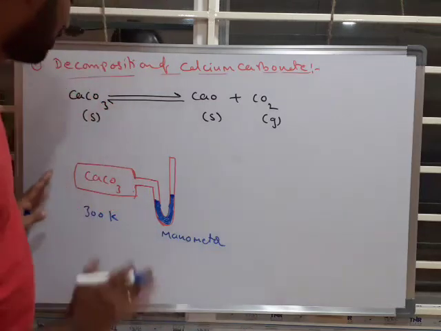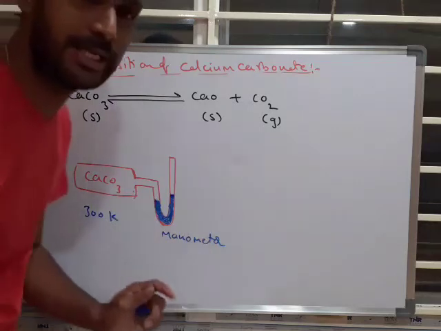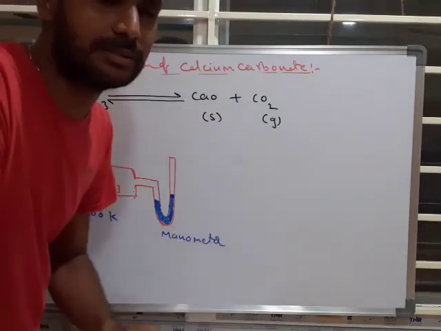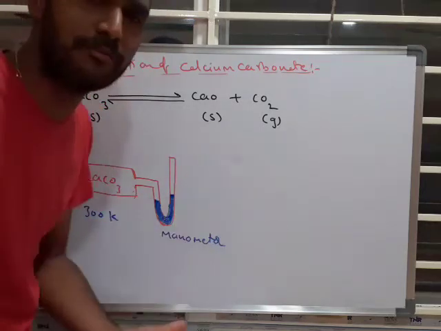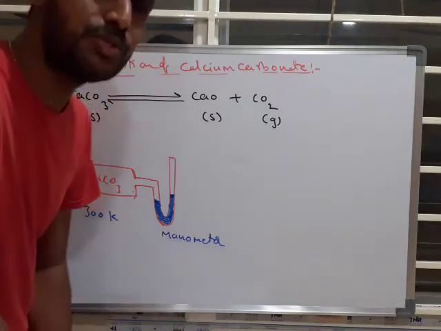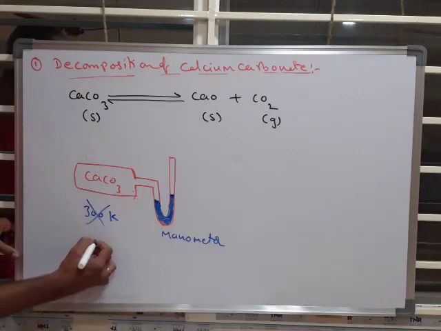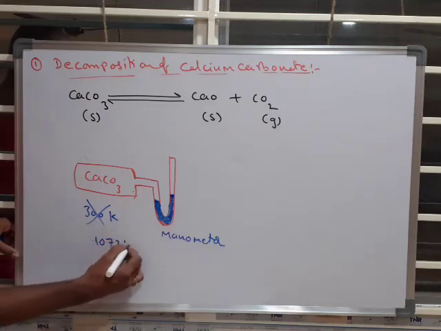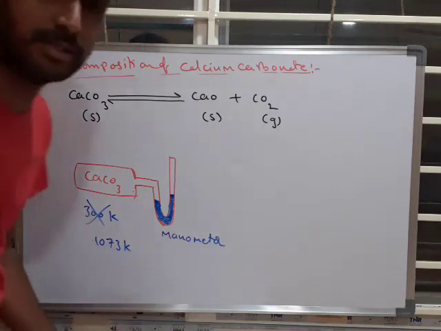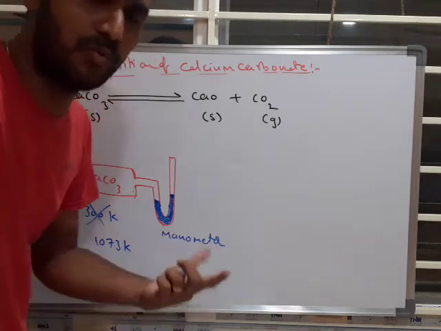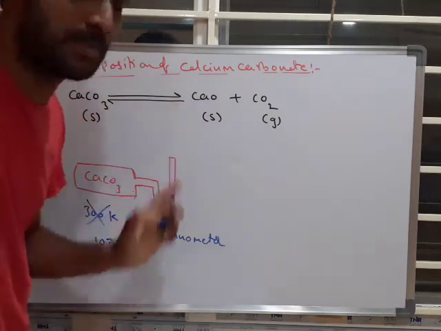But when this whole bulb is taken into another chamber which is at high temperature, when it is heated to 1073 Kelvin, we know which type of reaction takes place and what the products are.